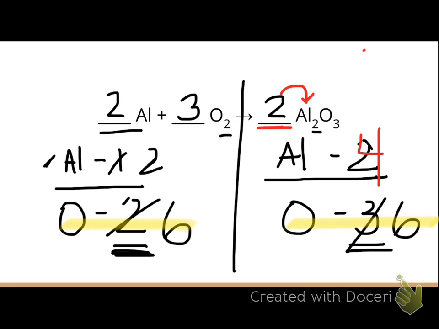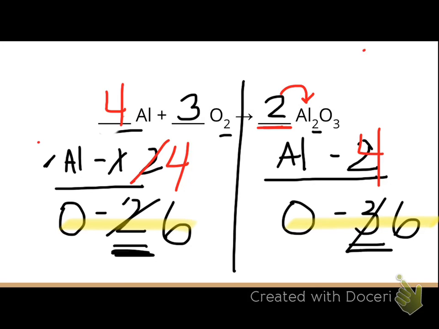And now I'm not equal again. So now I have to go back to my reactant side, and I have to change my aluminums again. So I'm going to change this also to a 4. So see why sometimes you want to use pencil, because it's not always the first time you do it.